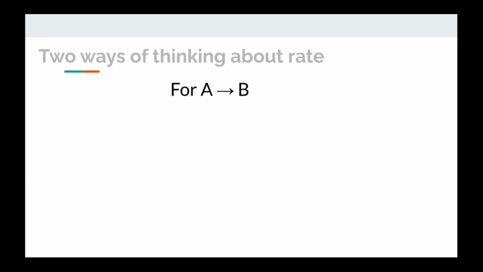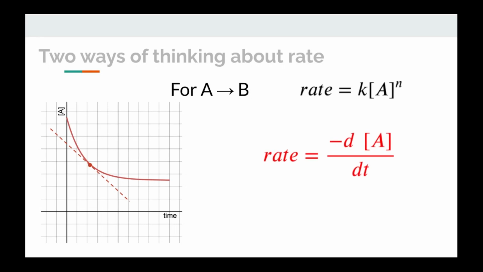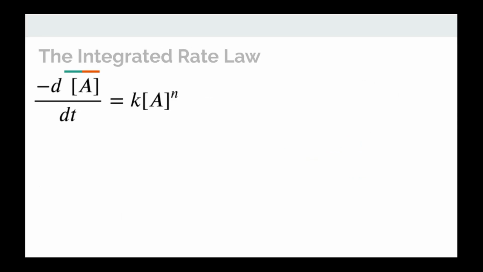So to develop this, there are two ways of thinking about rate. One is for a simple generic reaction of A becoming B. The differential rate law, or just the ordinary rate law, is rate equals k times the concentration of A raised to the n power. But another way of thinking about rate is as the slope of that line. So at some moment, the rate could also be thought of as minus d[A]/dt. That means we could set these two equal to each other, because both of them express the rate, and then use that to find the integrated rate law.